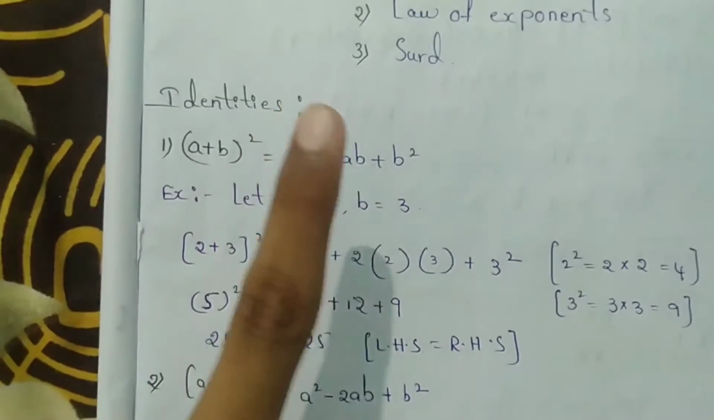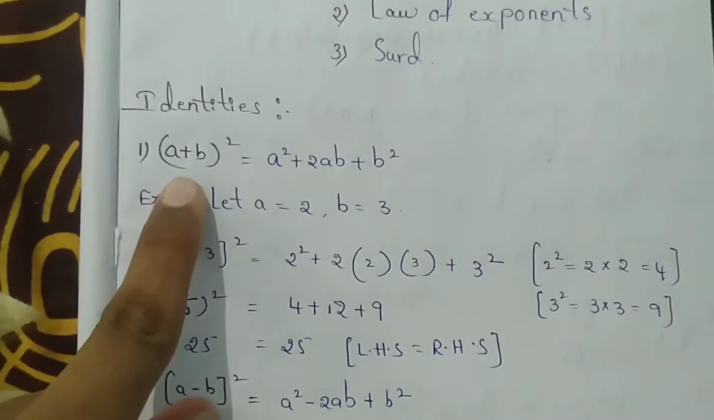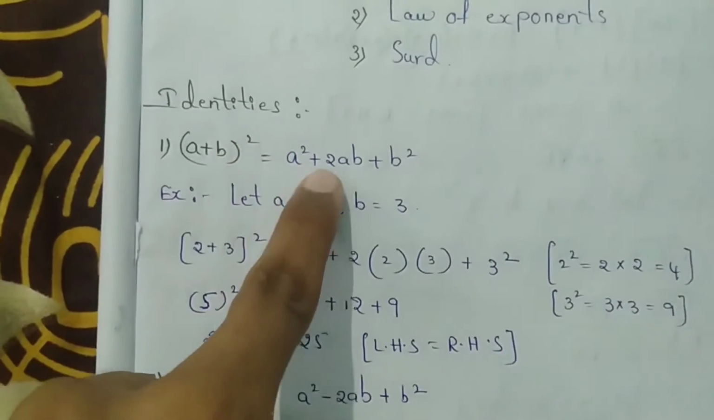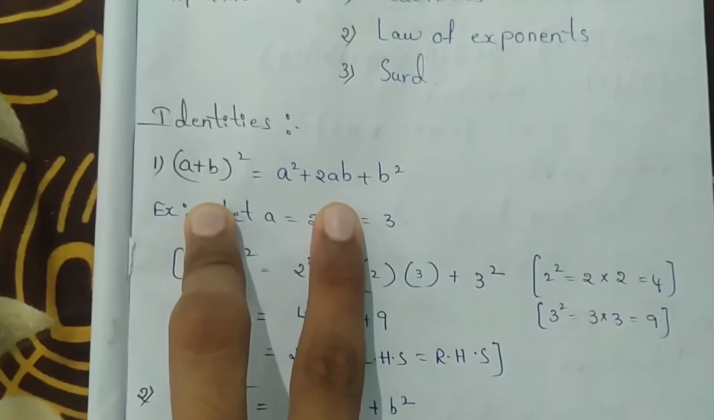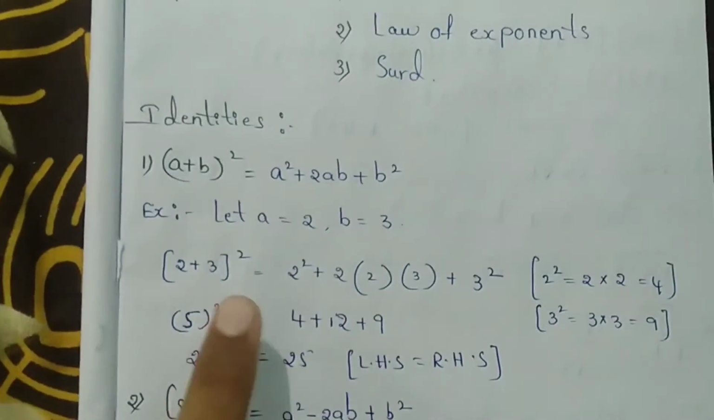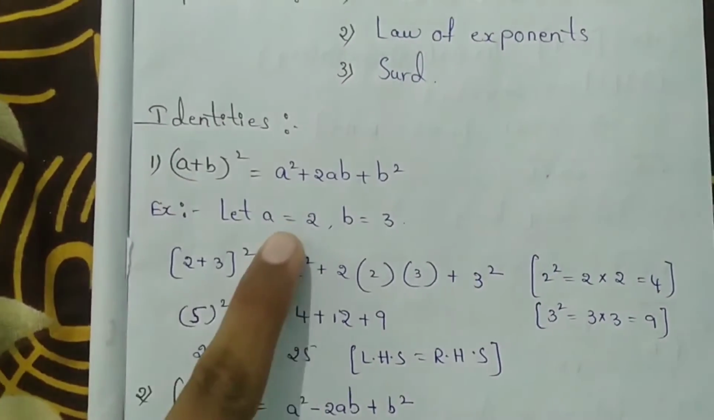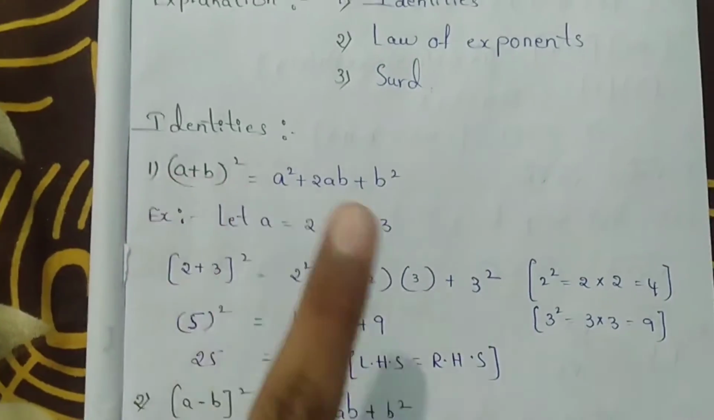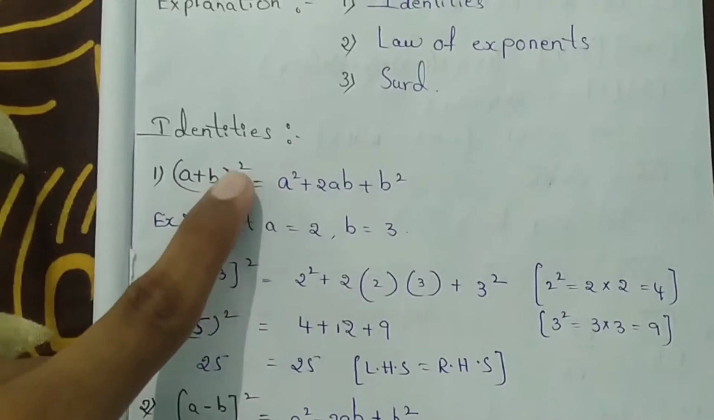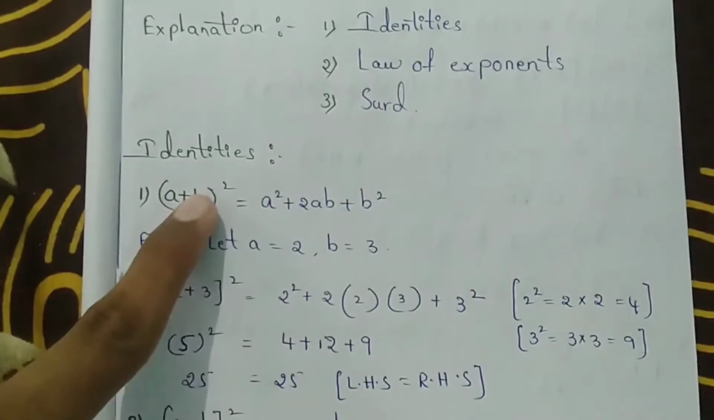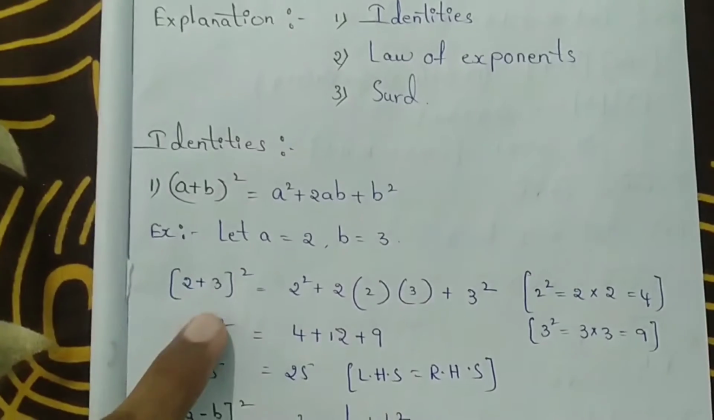I have one doubt here. (a + b)² is equal to a² + 2ab + b². Are these two equal? Let us take one example. Let a = 2 and b = 3. (a + b)², a means 2 and b means 3.